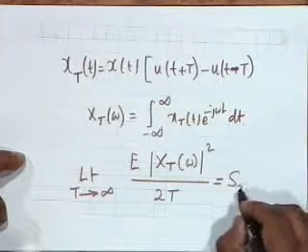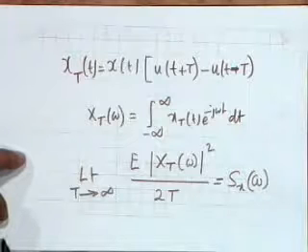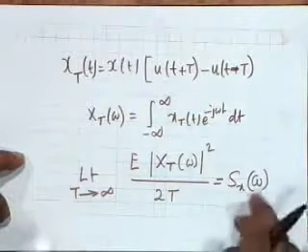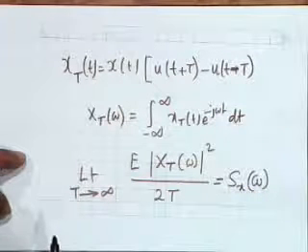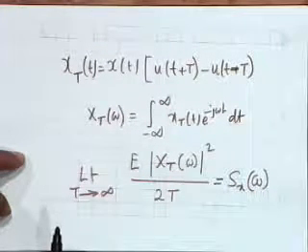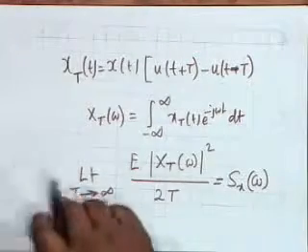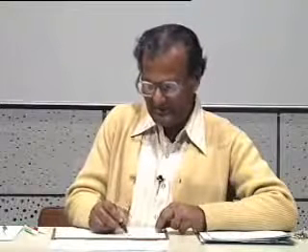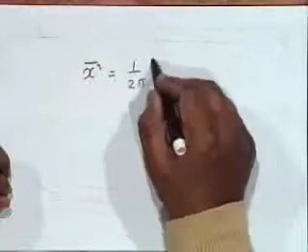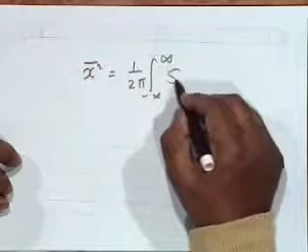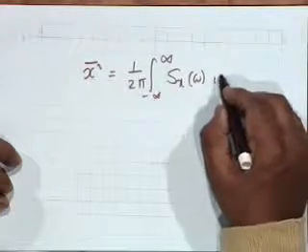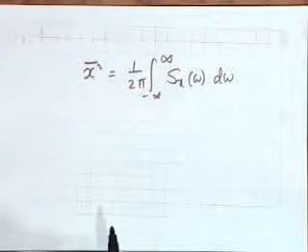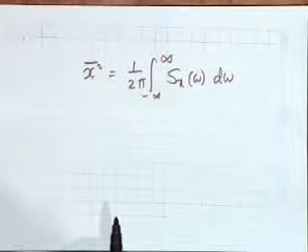This was defined as the spectral density Sx of omega, and then we saw that Sx of omega is very elegantly related to the mean squared value of the process. In fact, the mean squared value, that is x squared bar, was equal to 1 over 2 pi times the integral from minus infinity to infinity of Sx of omega d omega. Okay, they are very nicely related to each other.